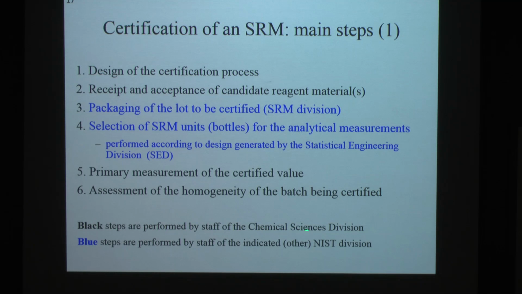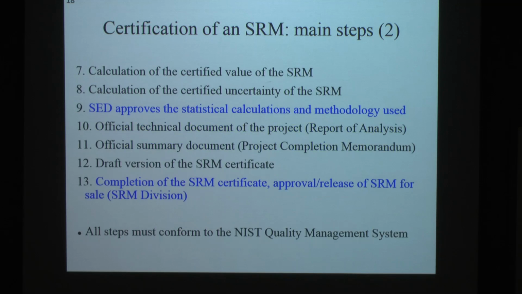The division I came from does the steps in black. The blue steps are done by different staff in different divisions. It goes on. Then you have to calculate the certified value. You have to calculate the certified uncertainty. No value can be issued without an uncertainty. How well do you know the value?